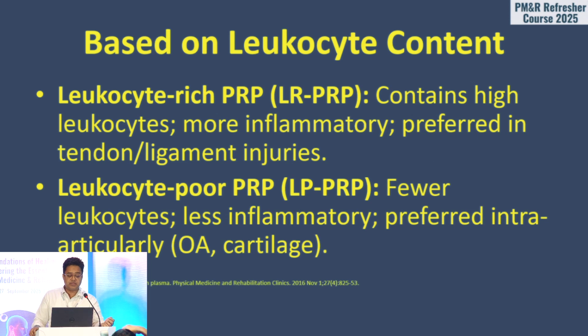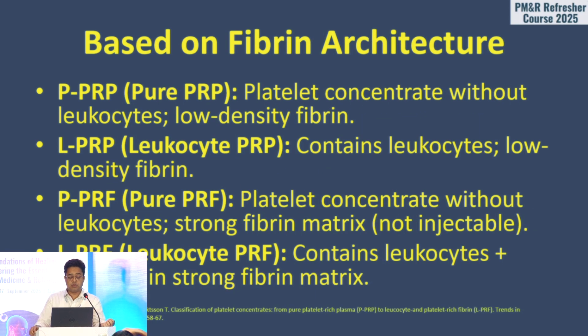So if we classify PRP, this is leukocyte-rich plasma, which contains high leukocytes. These are more inflammatory, preferred in tendon and ligament injuries. And leukocyte-poor PRP has fewer leukocytes, is less inflammatory, and is preferred intraarticularly, in OA and cartilage. On fibrin architecture, pure PRP is platelet concentrate without leukocytes, with low density fibrin, and leukocyte PRP contains leukocytes, with low density fibrin. Platelet rich fibrin: pure PRF is platelet concentrate without leukocytes, with a strong fibrin matrix, and leukocyte PRF contains leukocytes plus platelets in a strong fibrin matrix.